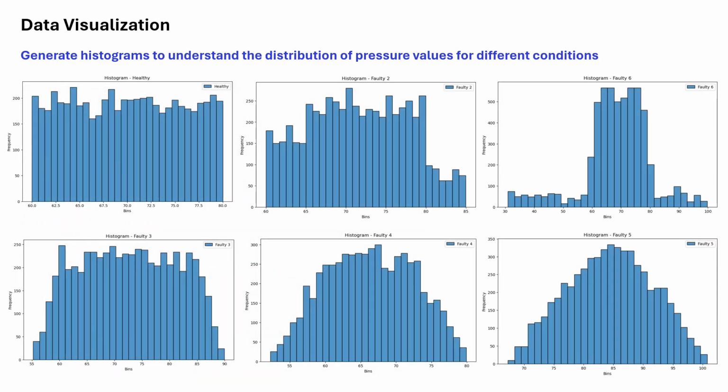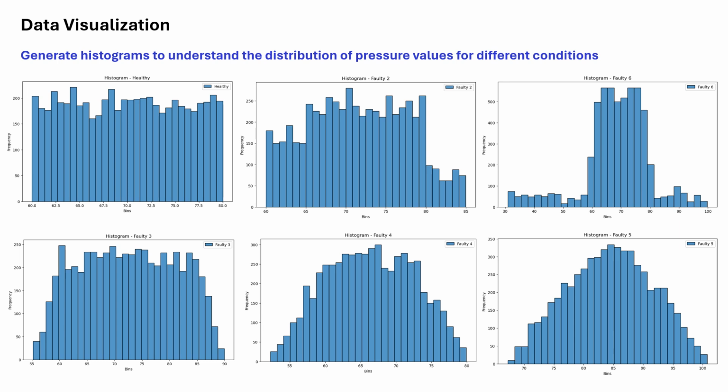After running the code, you can see the histograms for various conditions. The x-axis of the histogram represents pressure values, while the y-axis represents the frequency of occurrences. This allows you to visually compare the distribution of pressure values for healthy and faulty conditions. Analyzing histograms to gain insights into the pressure patterns is the next step. Look for differences in the distribution of pressure values between healthy and faulty conditions.